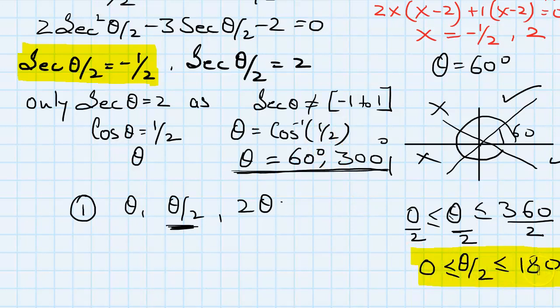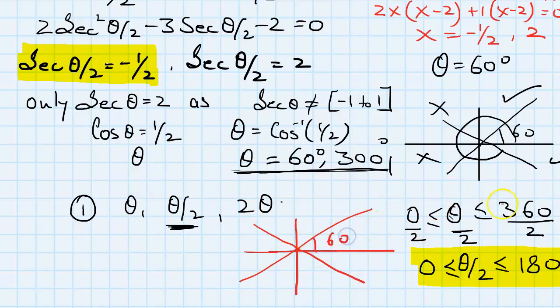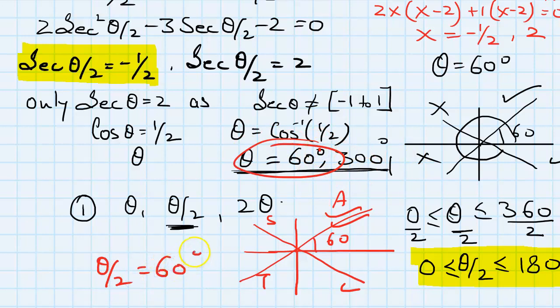Had there been 2 theta, it would have been 720. Now what we are going to do is, we have this graph. We can use the same graph, or I can just draw another one. Our angle is 60 and this is theta over 2. This is 60, 0 to 180. A, S, T, C. Only this angle is there. So theta over 2 is 60 degree. So theta will be 120 degree.